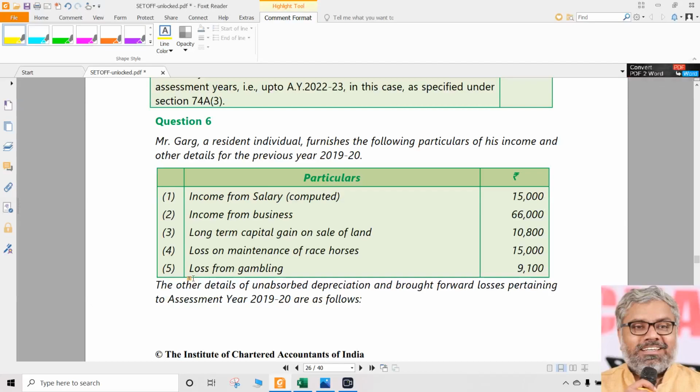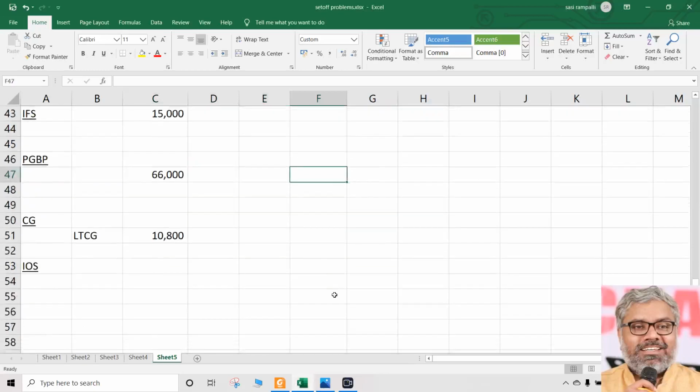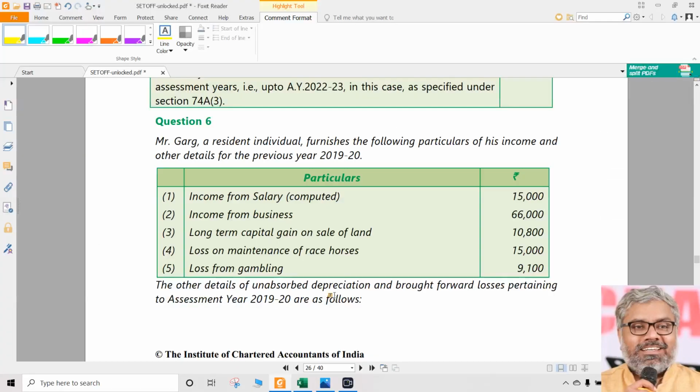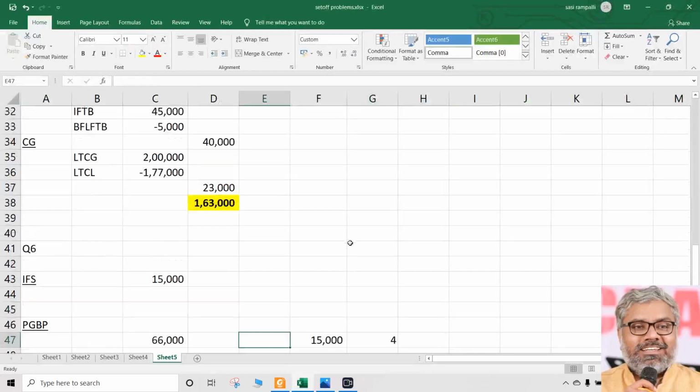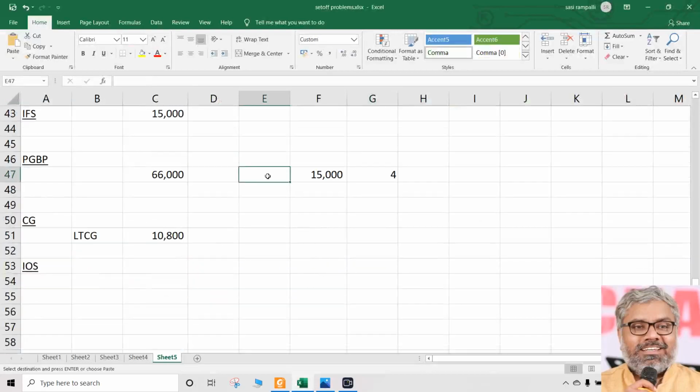Loss from owning and maintaining race horses is not possible to be set off against anything because there is no income from that activity. If there is, then only it could have been set off, otherwise not possible. So 15,000 cannot be set off. It has to be, if at all possible, only carried forward for a period of 4 more years. That's what we can call loss from the activity of owning and maintaining race horses.